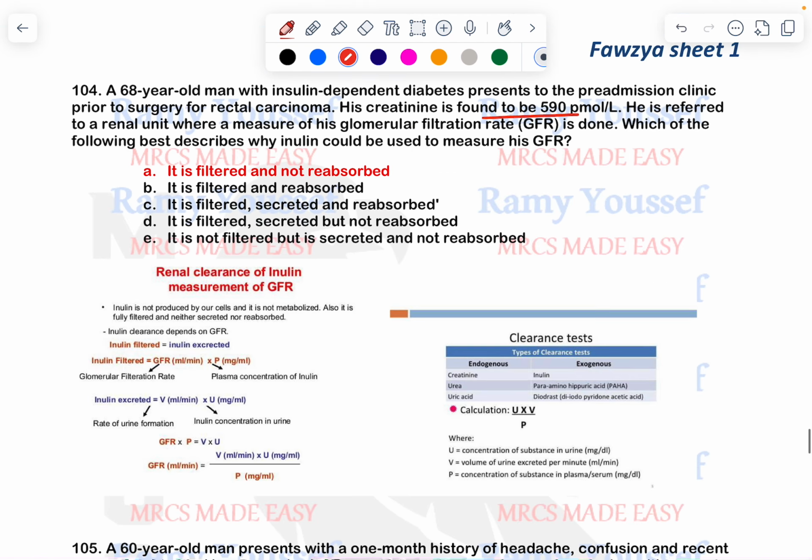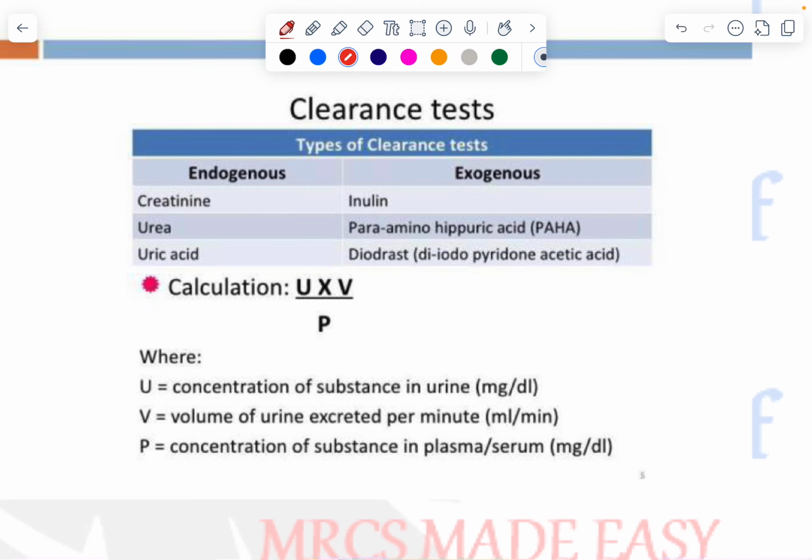GFR is equal to U times V divided by P, where U is the urine concentration of inulin, V is the rate of urine formation, and P is the plasma concentration. Calculation of GFR, this has to be given. So urea, renal blood flow, para-aminohippuric acid clearance, and creatinine.